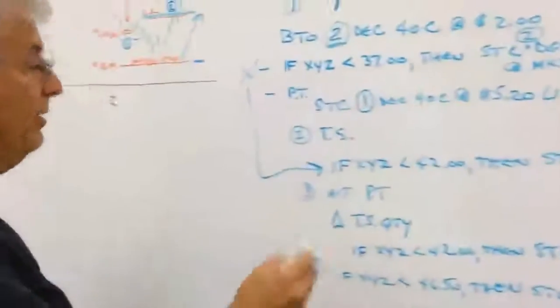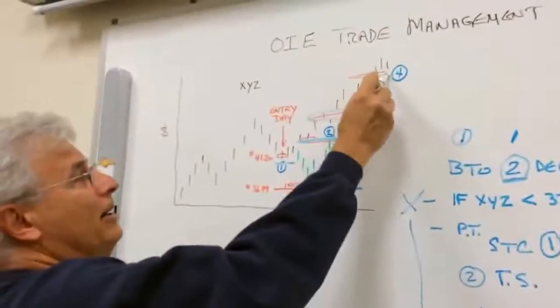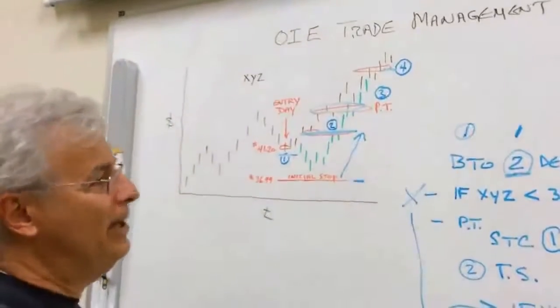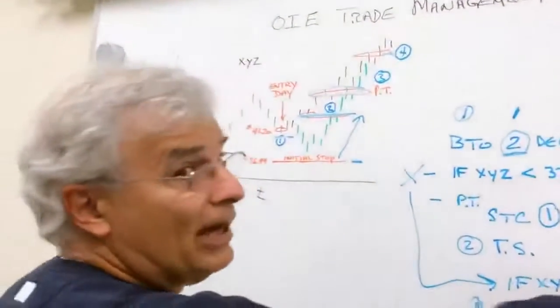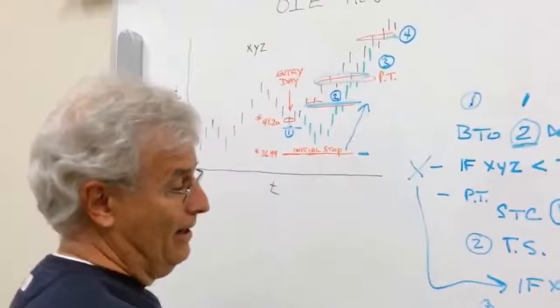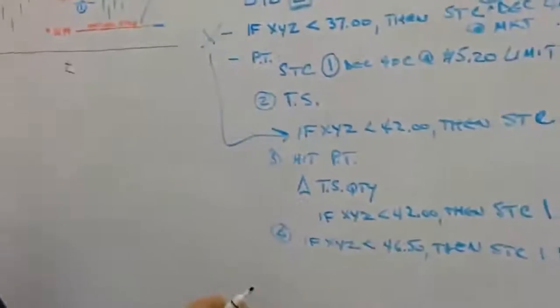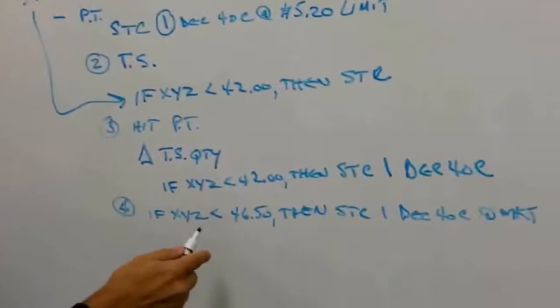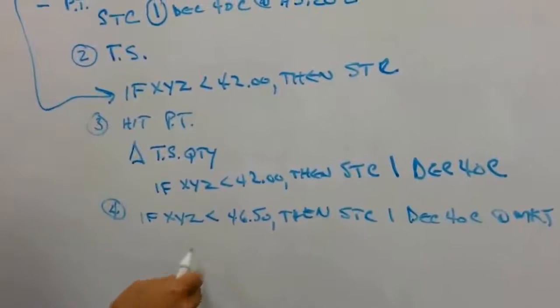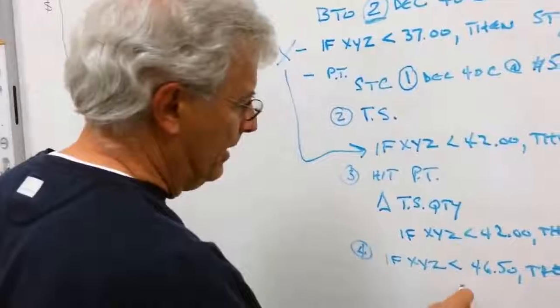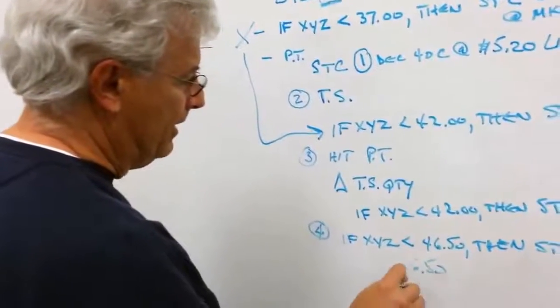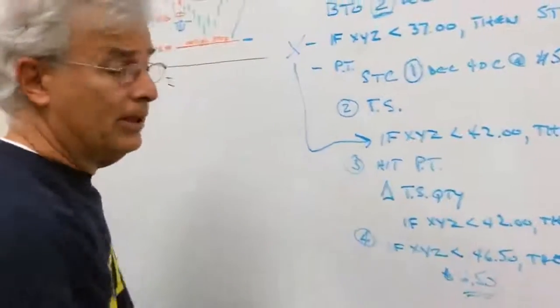And at that point, you're very happy. If you get stopped out here, you're very happy because, well, you sold half at 5.20 at the profit target with the stock at 46.50. The price of that option, remember, there's still a lot of time value left in this option. It's probably going to be more like $6.50 for that second half position.